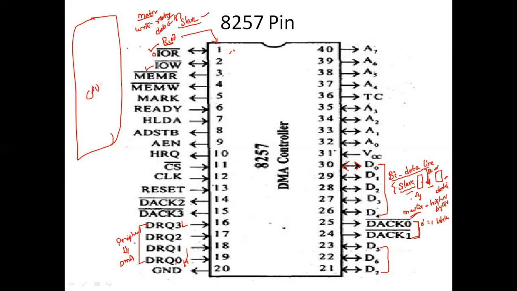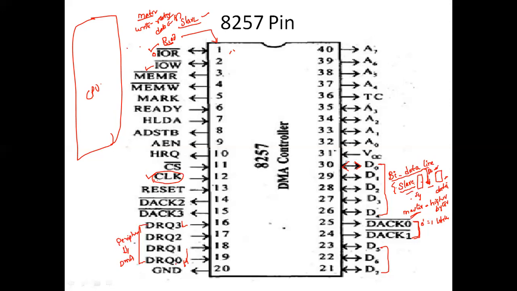Those are the things. Next one is clock. What do you mean by a clock? It is a signal which is required to perform the internal operations of the 8257. All internal operations are done based on this clock signal only.